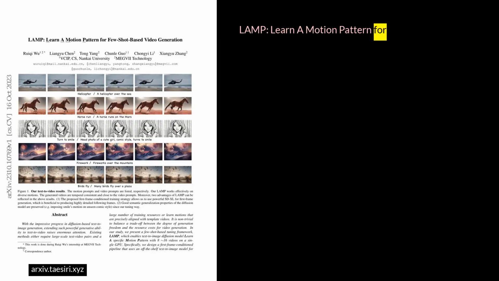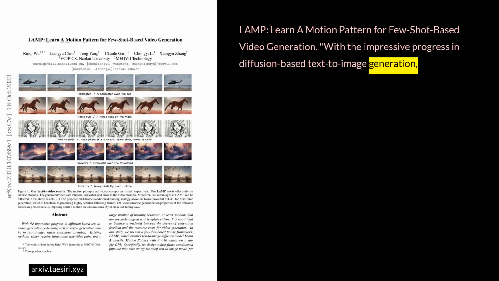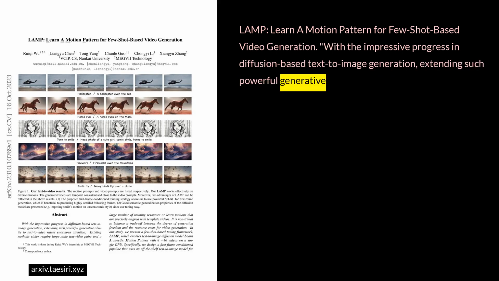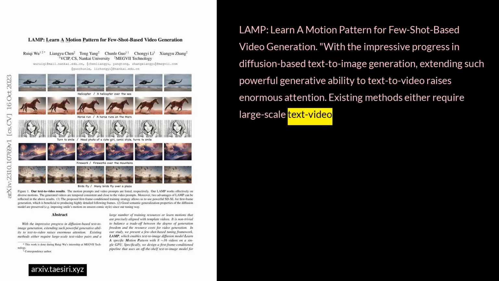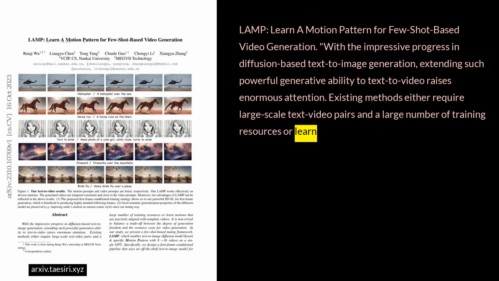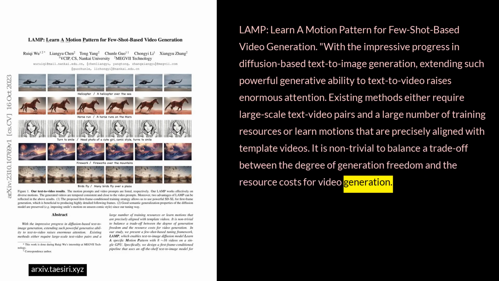LAMP: Learn a motion pattern for few-shot-based video generation. With the impressive progress in diffusion-based text-to-image generation, extending such powerful generative ability to text-to-video raises enormous attention. Existing methods either require large-scale text-video pairs and a large number of training resources, or learn motions that are precisely aligned with template videos. It is non-trivial to balance a trade-off between the degree of generation freedom and the resource costs for video generation.